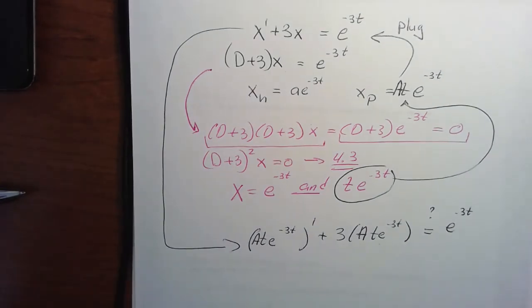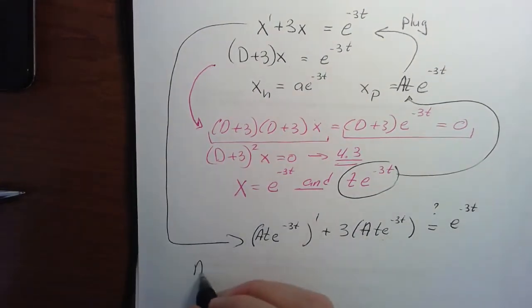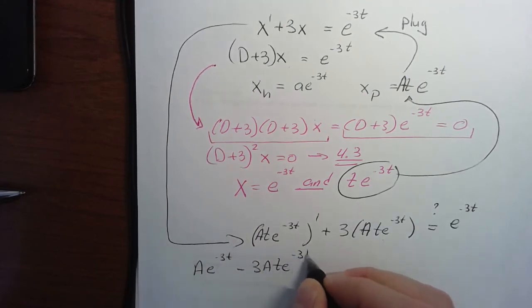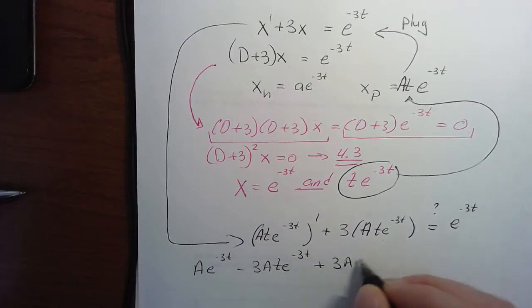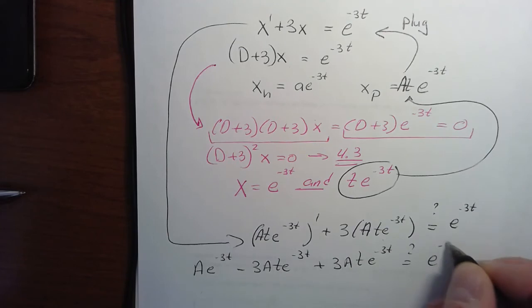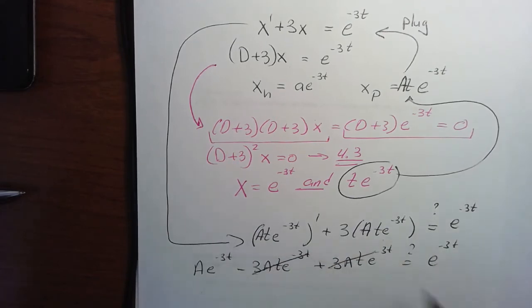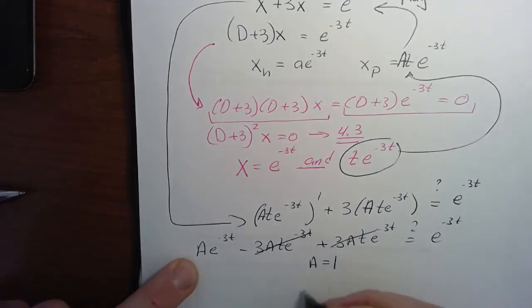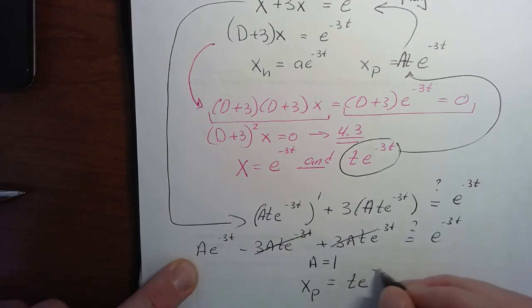All right. So I do this out. I'll have an a e to the minus 3t. This is a product rule. And we're going to get some cancellation here. So these will cancel. And in this case, a equals 1. So my particular solution then is just t e to the minus 3t.